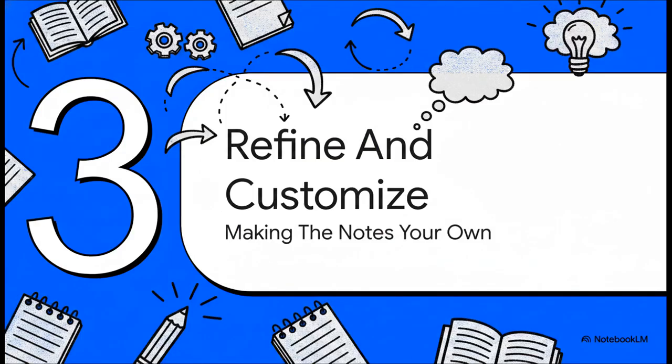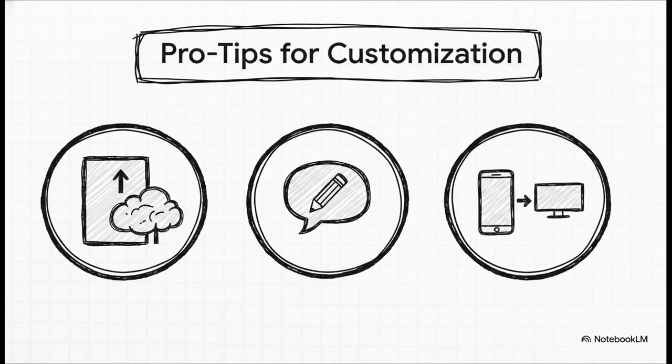Okay, but what if the first thing it spits out isn't perfect? Well, that leads us right to our third section, how to refine and customize. You are not stuck with the first draft. You actually have a ton of control to make these notes exactly what you want. The thing to remember here is that you're just having a conversation with the AI.